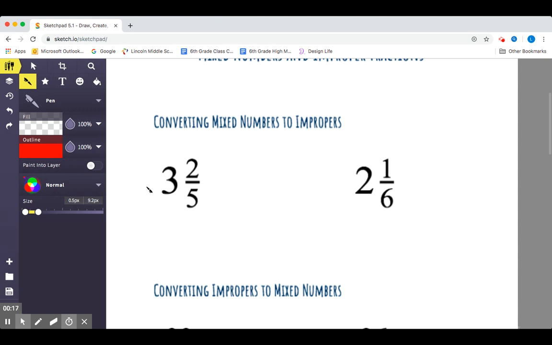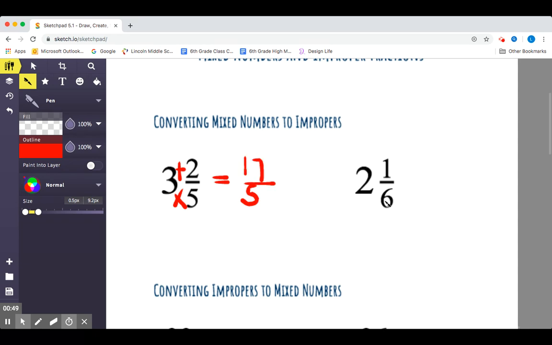Okay, and what we just learned is that you're going to take the denominator here of 5 and multiply it times 3, which gives us 15. 15 plus 2 is going to give us 17 over 5. So we keep our denominator the same there, and then we'll leave that as our improper. Okay, remember the improper fraction is the one where the numerator is bigger than our denominator.